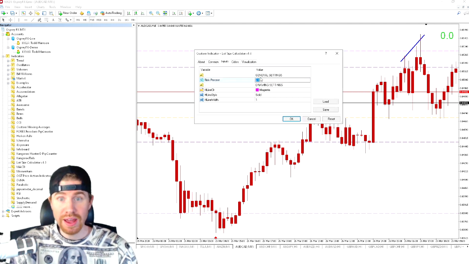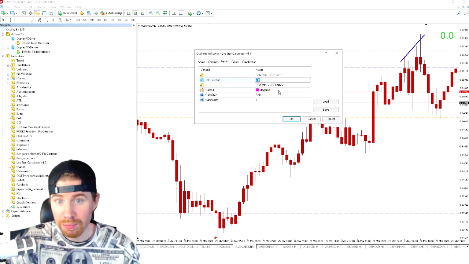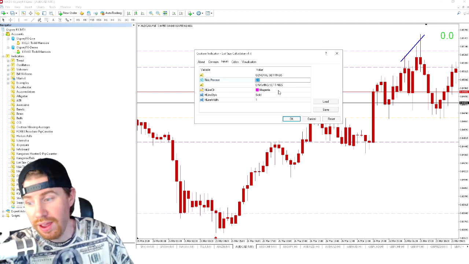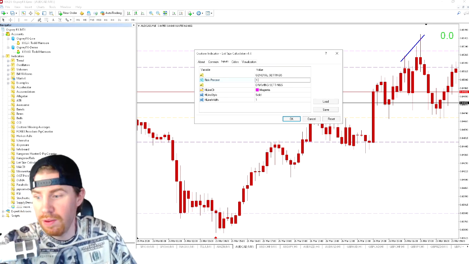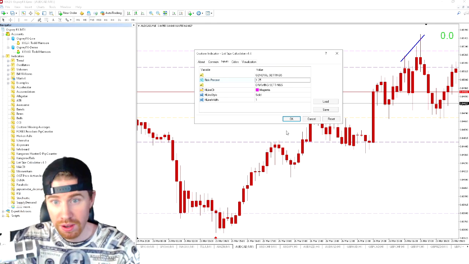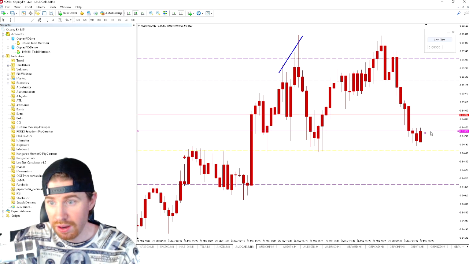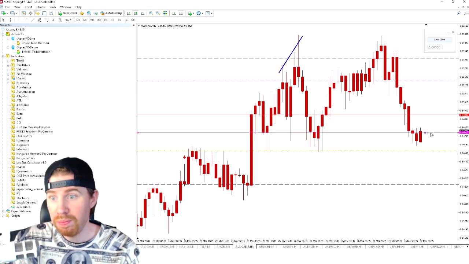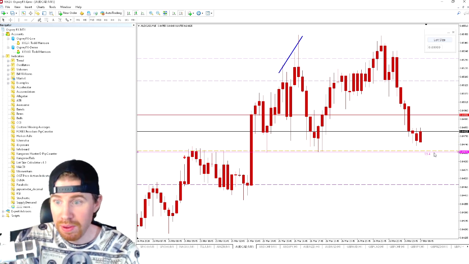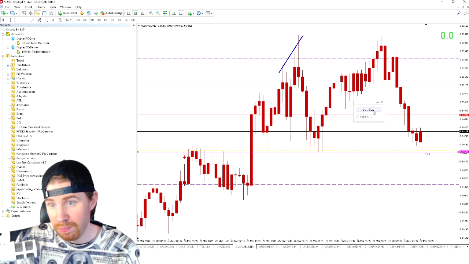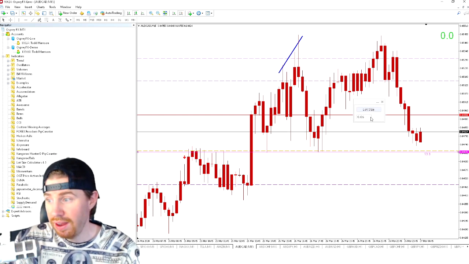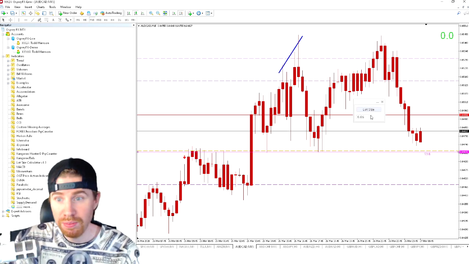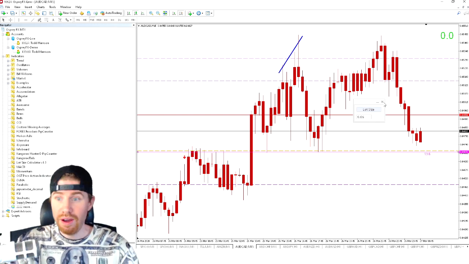So this lot size calculator, very simple. You just put in your risk percent. Let's say I want to do 1.25%. So you put in your risk percent, you push OK, and you simply drag this pink line. Let's say I want my stop to be here. So that's about 13 pips. I click lot size and it will tell me which lot size I should be using. So I could use 6 micro lots according to 1.25% on my risk management. So it's a very, very handy indicator.